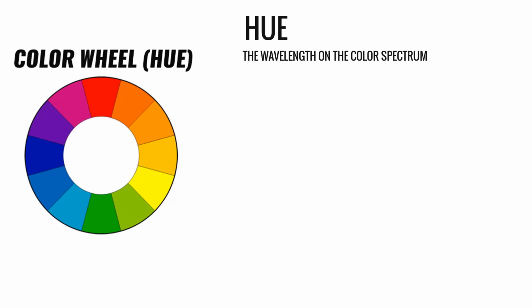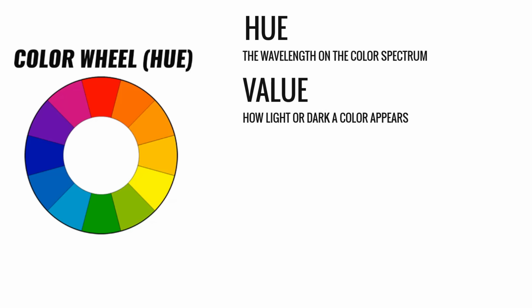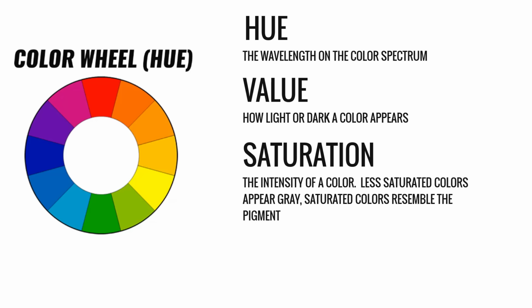Hue of a color, we're talking about the specific color on the spectrum that we are using. A color's value corresponds to how light or dark it appears, and we can think of it in the same way we were thinking of values when painting in grayscale. And a color's saturation corresponds to the intensity of a color. So less saturated colors appear gray, while more saturated colors resemble their pigment.